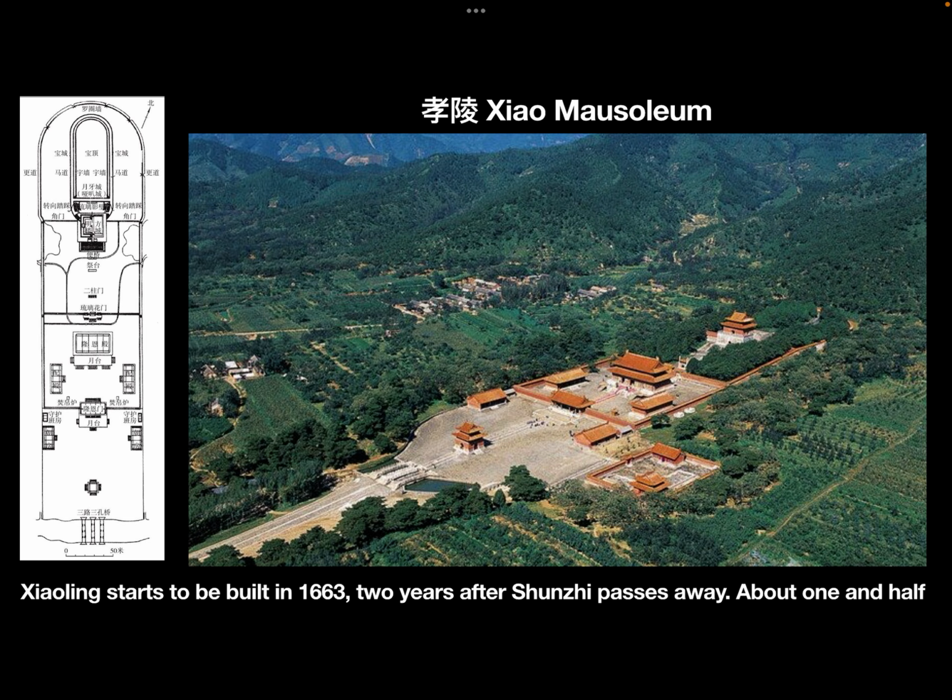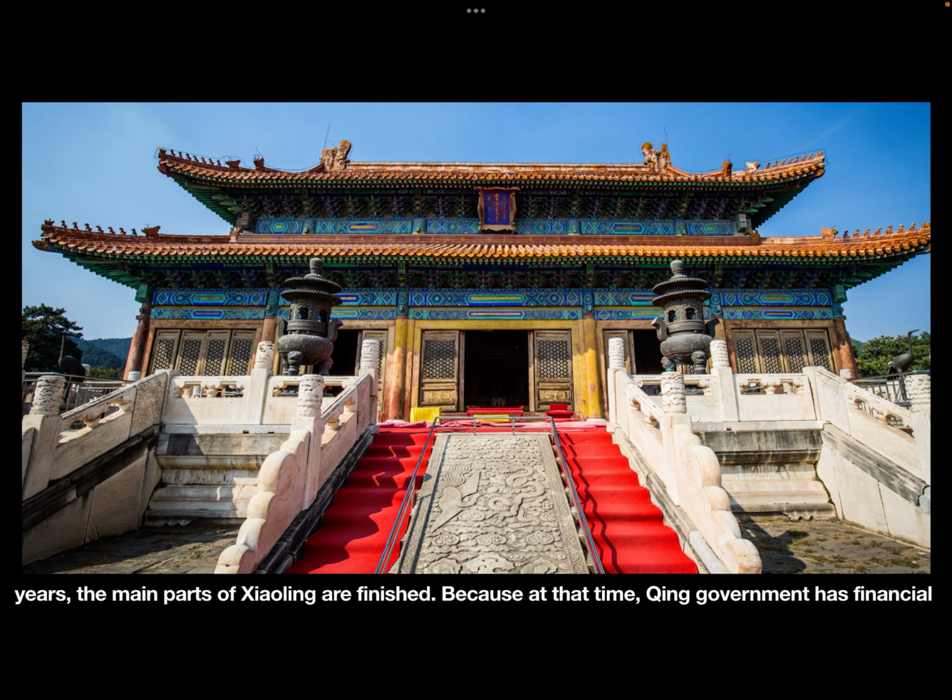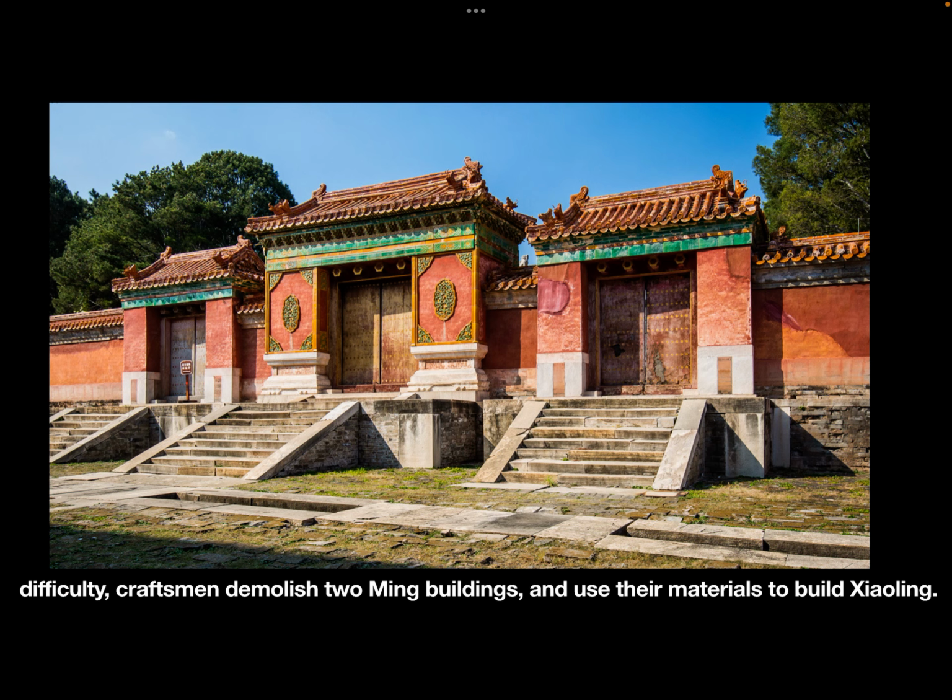Xiaoling started to be built in 1663, two years after Shunzhi passed away. In about 1.5 years, the main parts of Xiaoling were finished. Because at that time the Qing government had financial difficulty, craftsmen demolished two Ming buildings and used their materials to build Xiaoling.